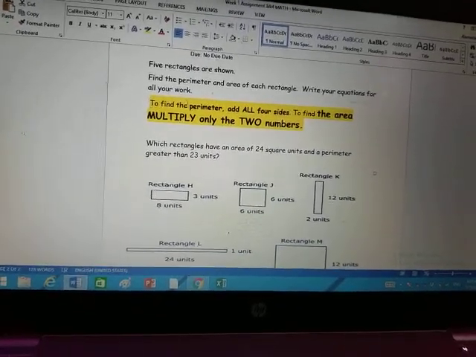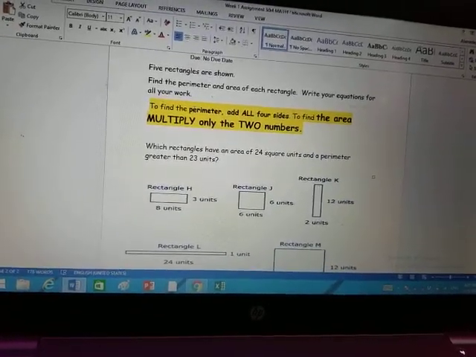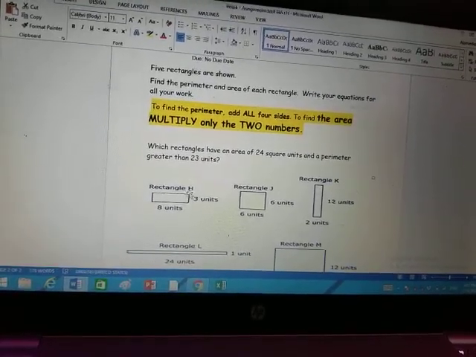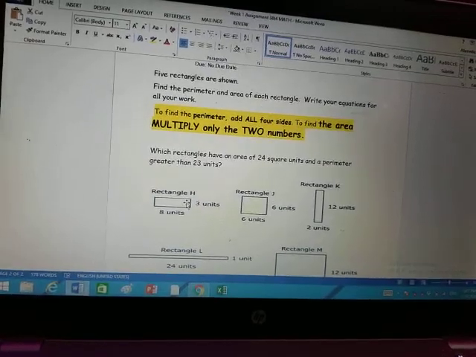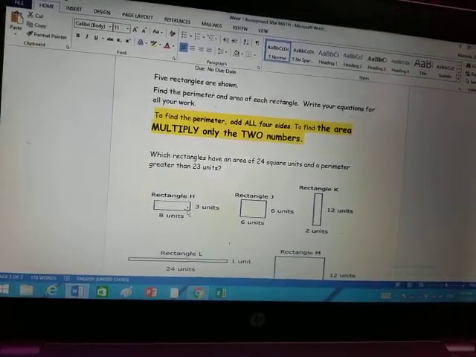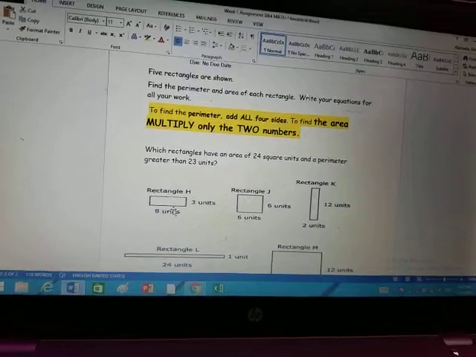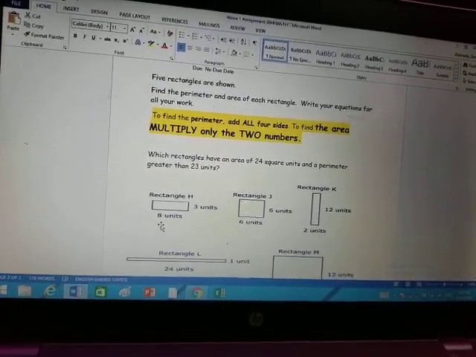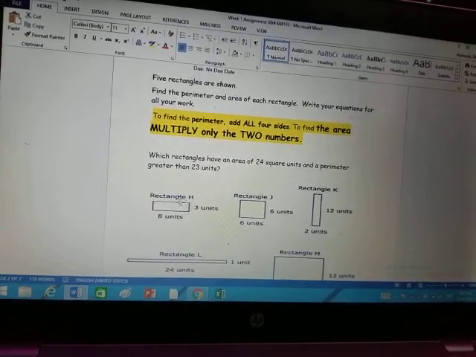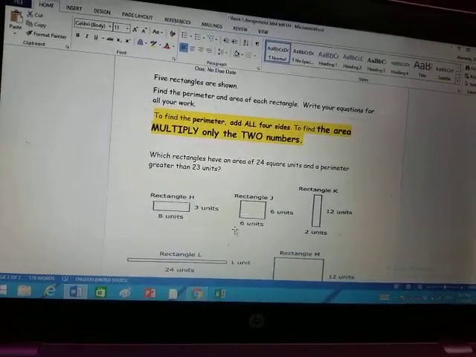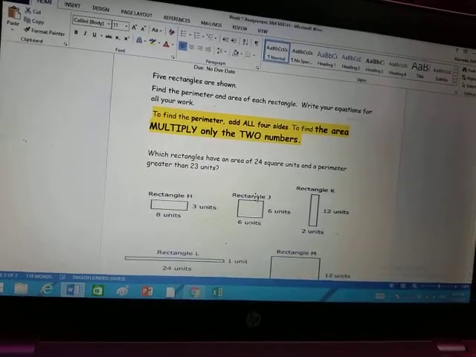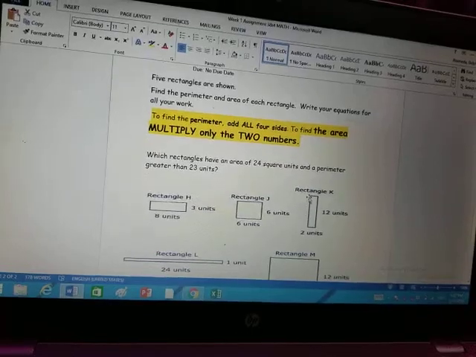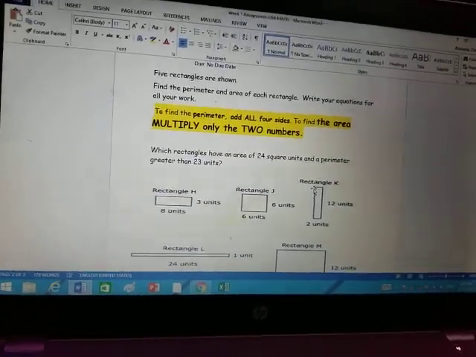So to find the perimeter, I already told you, we've done this in class, you add all 4 sides together. Now look, they're missing all 4 sides, but that's not hard for you to figure out because you know if it's a rectangle or square, this side is the same as this side, and this side is the same as this side. So 8 plus 3 plus 8 plus 3. 6 plus 6 plus 6 plus 6. 12 plus 2 plus 12 plus 2. For a perimeter, you're adding all the sides.